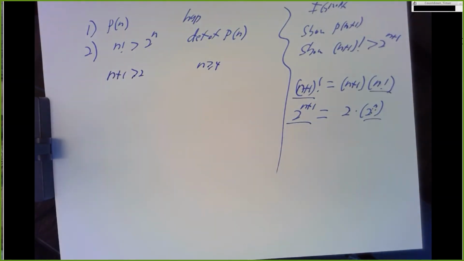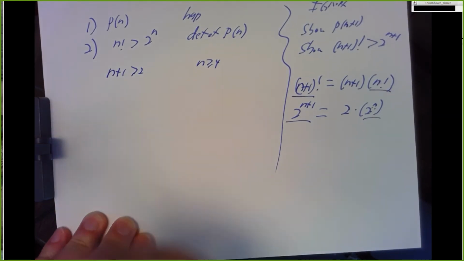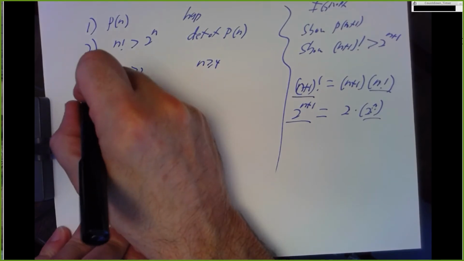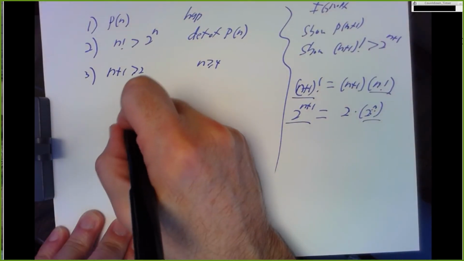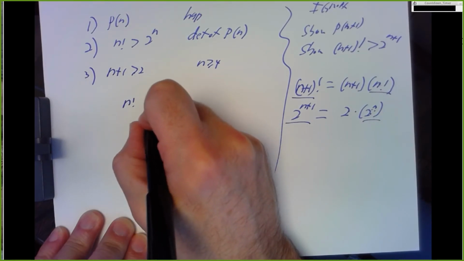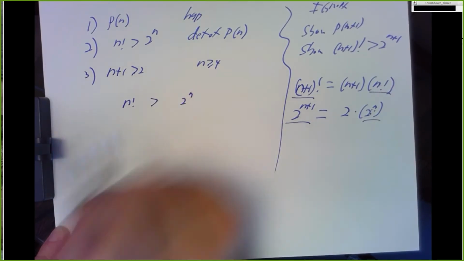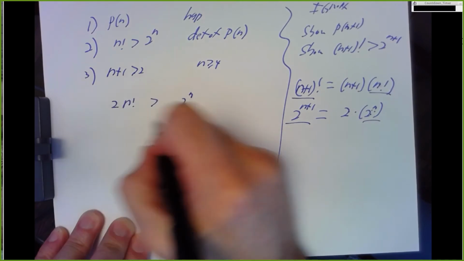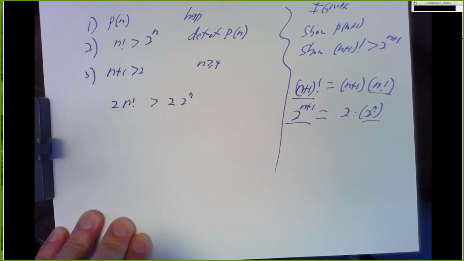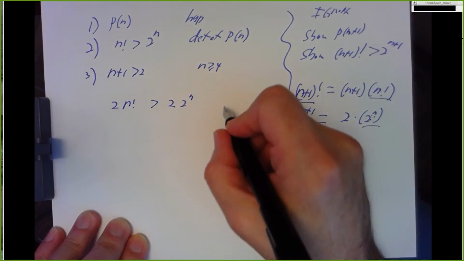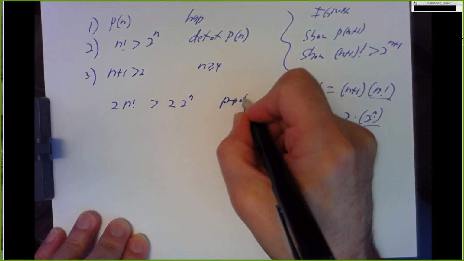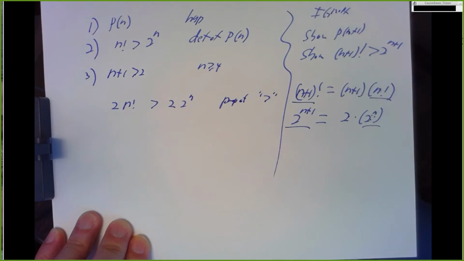And so n plus 1 will be bigger than or equal to 5, which is bigger than 2. So there's some properties of integers in there, right? And then let's do the following. So n factorial is bigger than 2 to the n. So if I do 2 times n factorial, that should be bigger than 2 times 2 to the n. Right? So that's properties of that inequality.